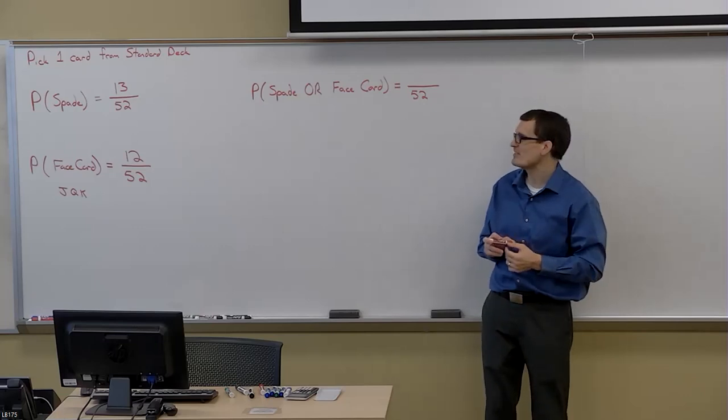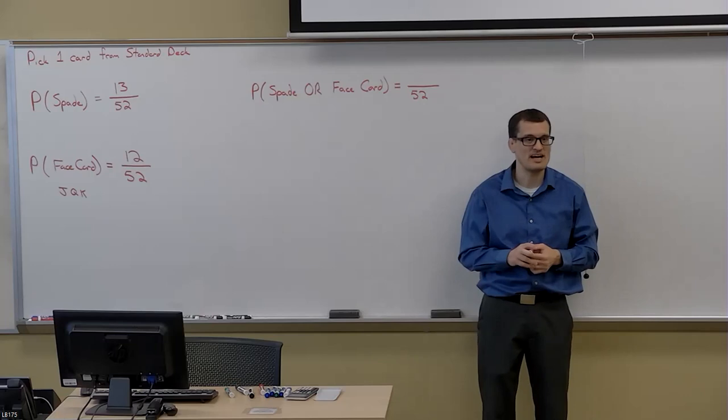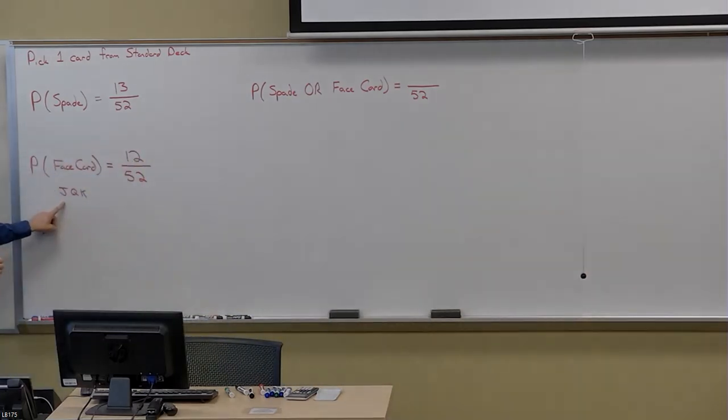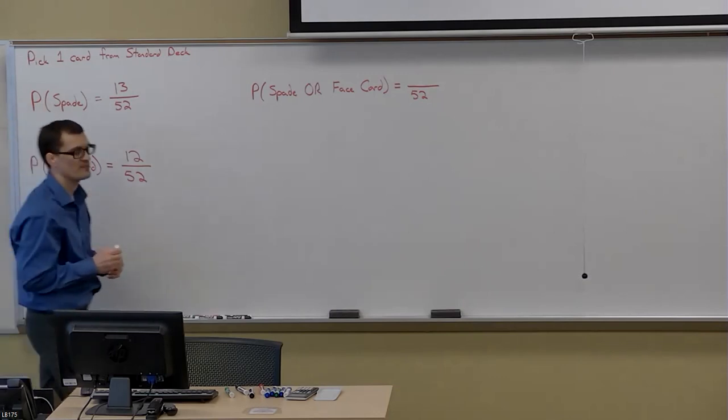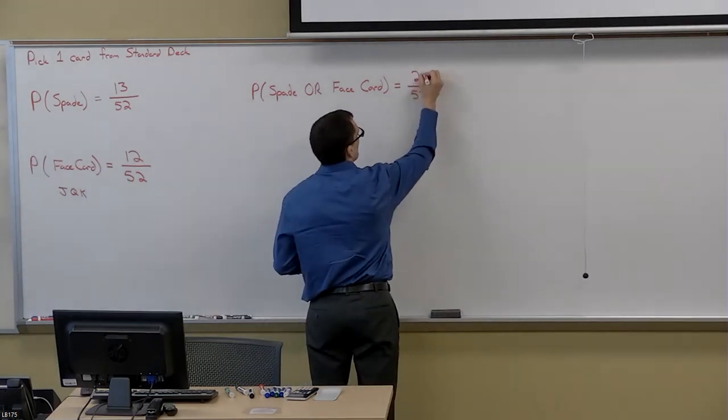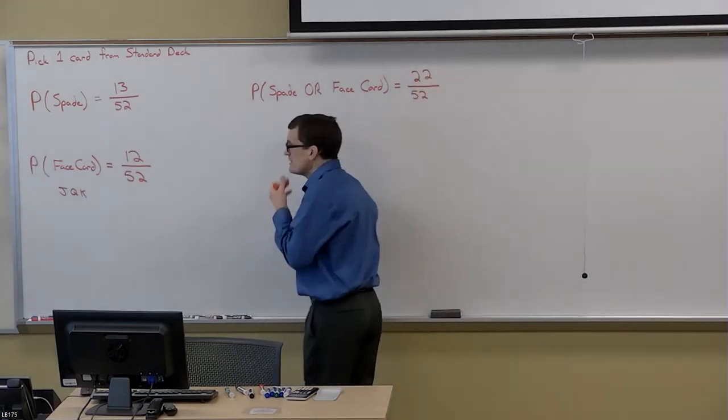You may think, well, it should be 13 plus 12, but here's the trick. There's a jack of spades that's in here and also counted here. 23. 22, I believe, right? Is that what you said? I can't hear very well. Maybe said 22 or 23. Should be 22.